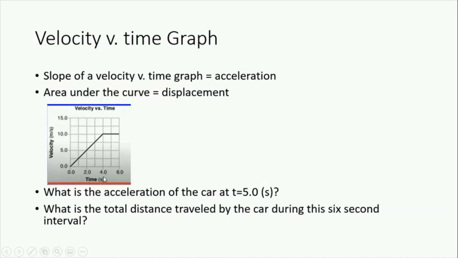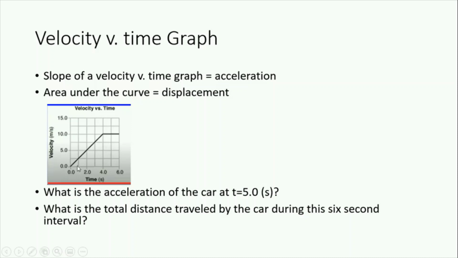It took 4 seconds. So 10 divided by 4 would give us 2.5 seconds. Go back real quick. So that would be the acceleration of that car, 2.5. Then what is the total distance traveled by the car during this 6-second interval? So here's what we want to do for this. We want to do what's called the area under the curve.